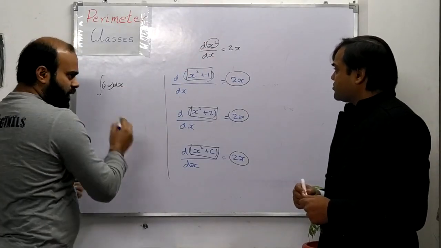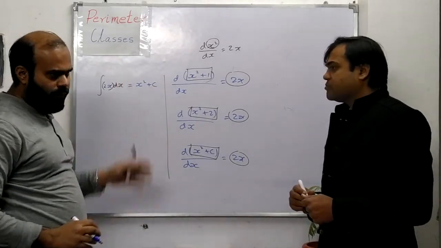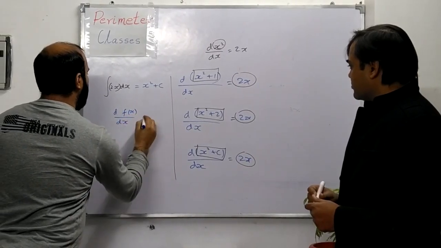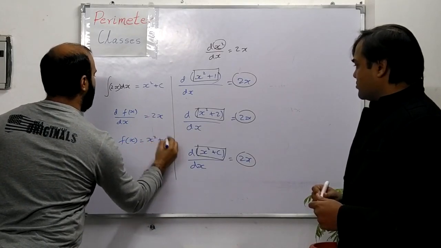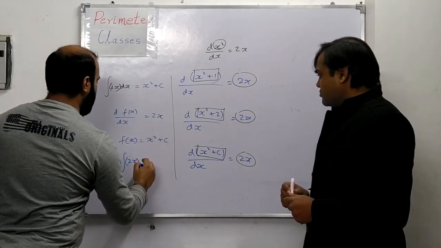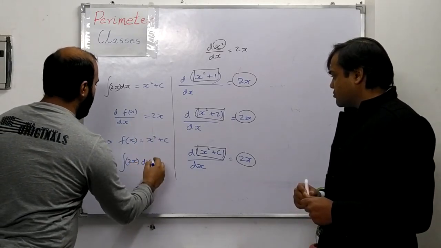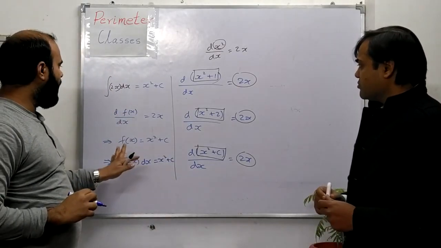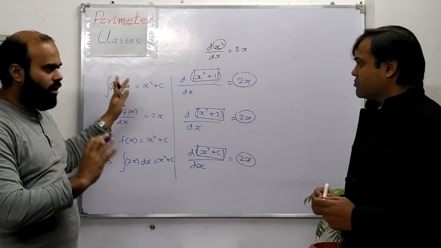So what we do in indefinite integration, we write it like this: x square plus c is the integration of 2x. If you differentiate a function f(x) and you get 2x, then that function is x square plus c, and you can write the integral of 2x dx is x square plus c. So what we see over here is that 2x when integrated gives a value which is not a unique expression.